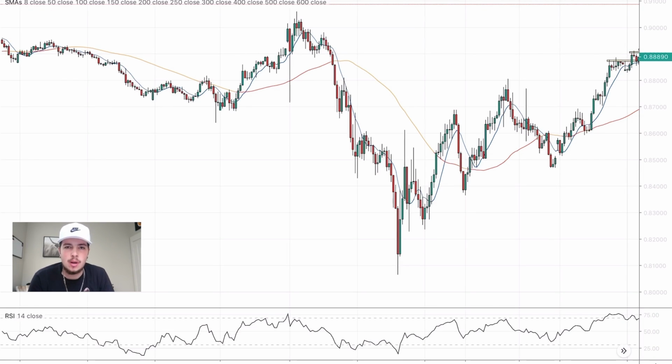Okay, so really quick, I just want to go over some simple divergence. Divergence is very, very simple to see, very simple to use once you get the hang of it.